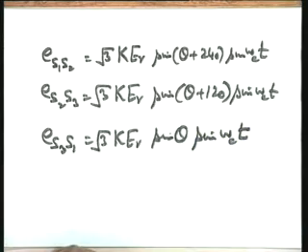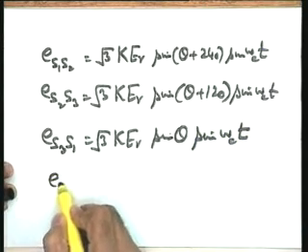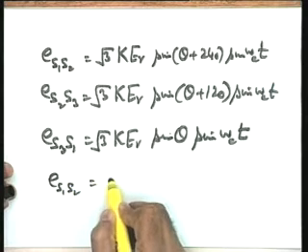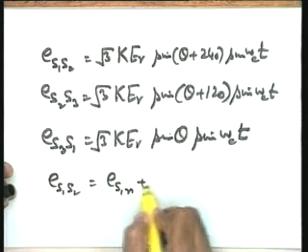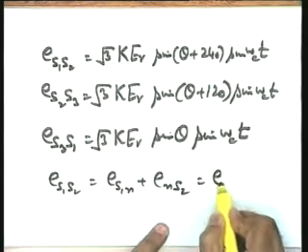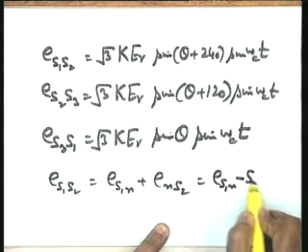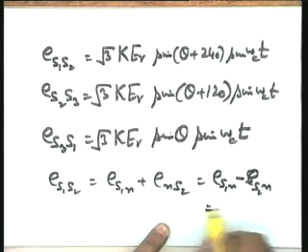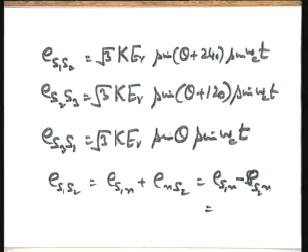This can easily be examined, you see. Just for example, what is ES1S2 equal to? ES1N plus ENS2, which is equal to ES1N minus ES2N. Just add up the two voltages and you are going to get the three terminal voltages. I leave this as a simple exercise for you.